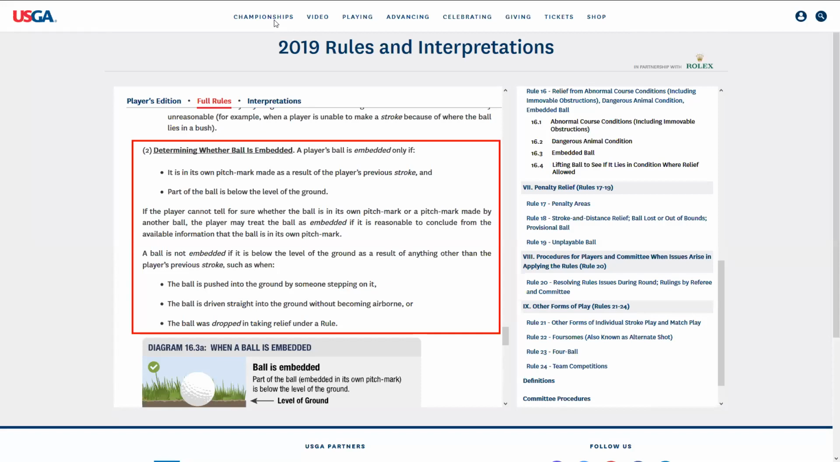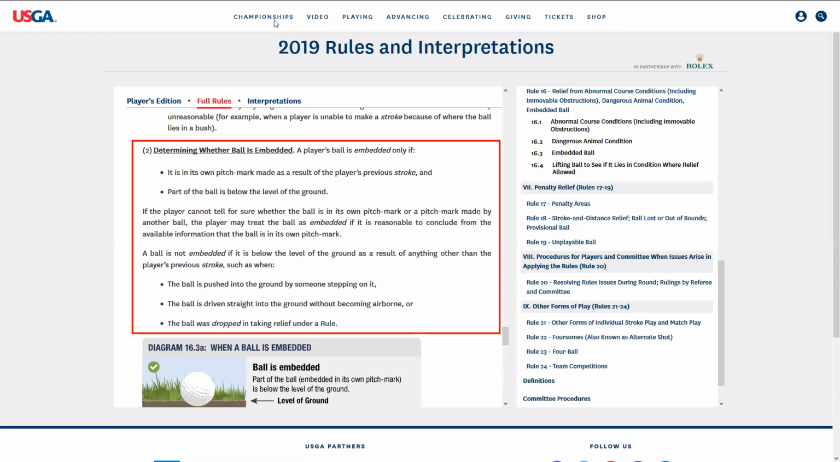A ball is not embedded if it's below the level of the ground as a result of anything other than the player's previous stroke. This is always on the national exam. A ball is pushed into the ground by someone stepping on it. So if you step on the ball, do you get relief under the embedded ball rule? No. You may get relief under something else. We've already talked about that in Rule 14. Ball is driven straight into the ground without becoming airborne. In that case, you're probably not going to get relief at all, and you're going to have to declare it unplayable if you can't play it. In the third bullet point, the ball was dropped in the relief area under a rule.